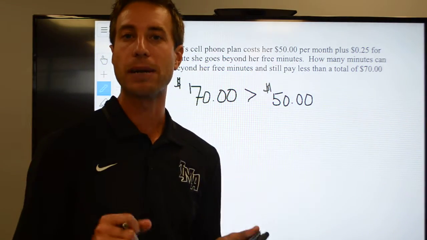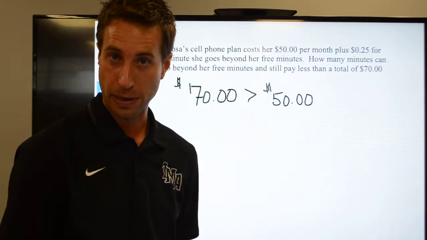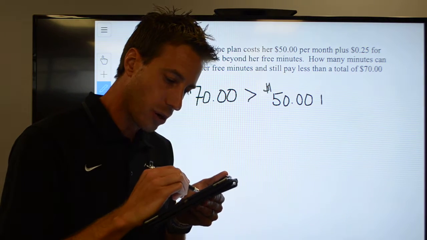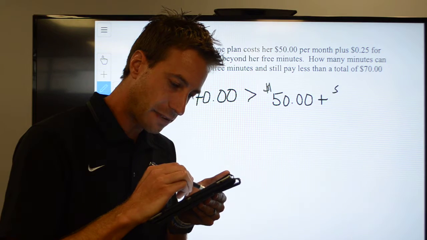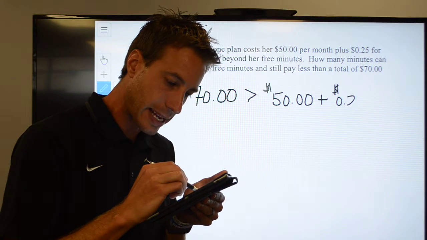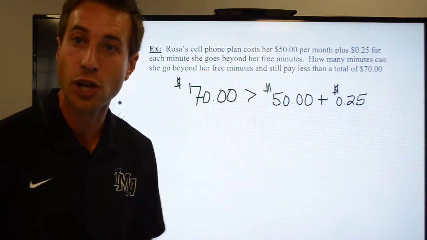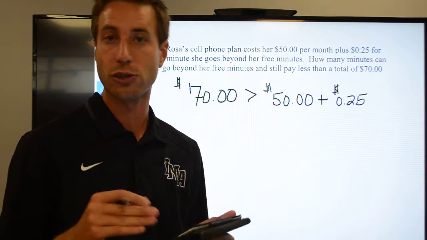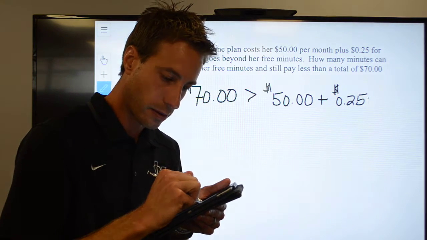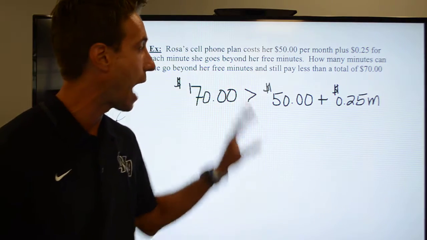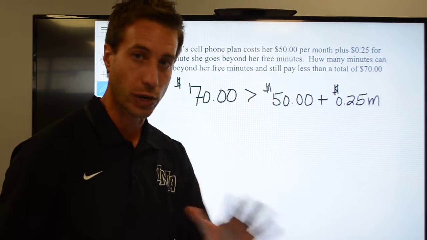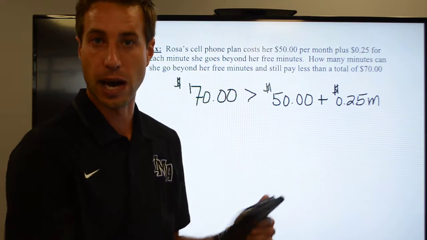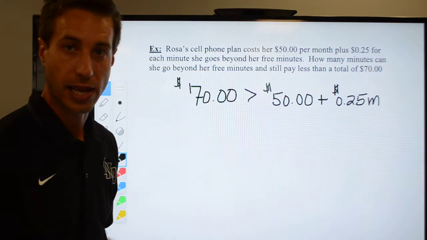The problem is asking how many minutes Rosa can go above her free minutes and still pay less than $70. What's going to be added to her bill is 25 cents for each minute she goes above her free minutes. We're going to use the variable m to represent minutes. It doesn't matter how many free minutes Rosa has. We're not asked what the free minutes are. We're asked how many minutes of overtime she's allowed to use and still stay under $70.